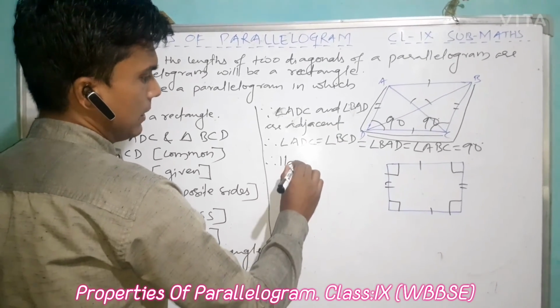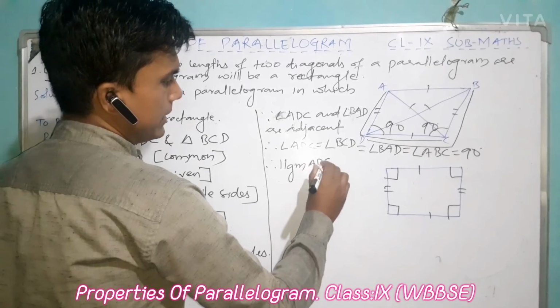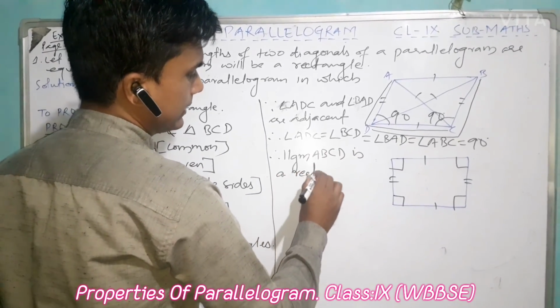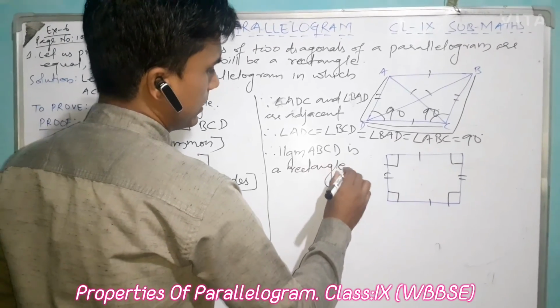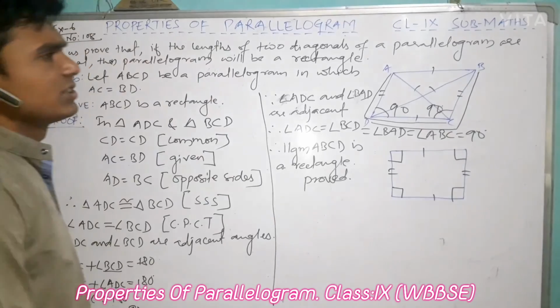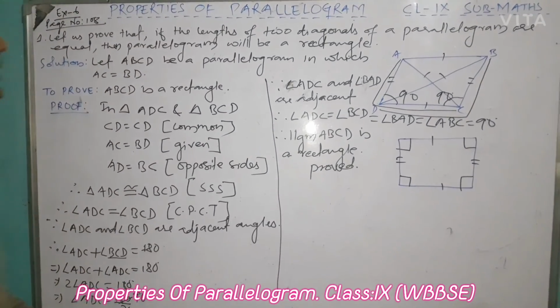So we can say that therefore parallelogram ABCD is a rectangle. It is a rectangle. So this is proved. This is all about the solution of this question. I hope it is understandable.